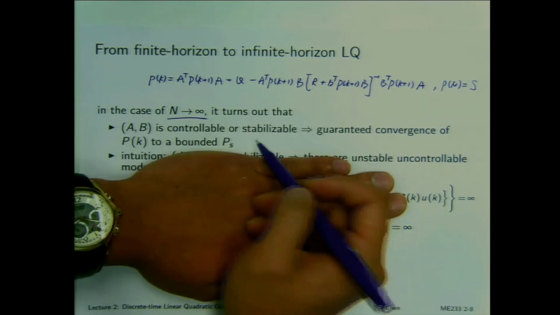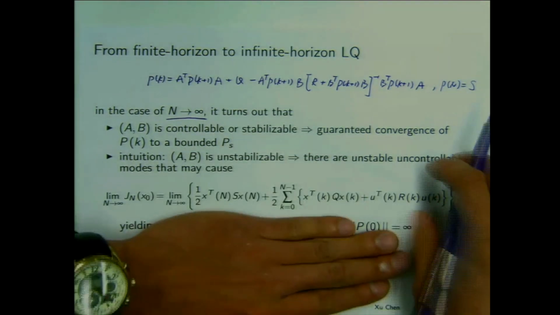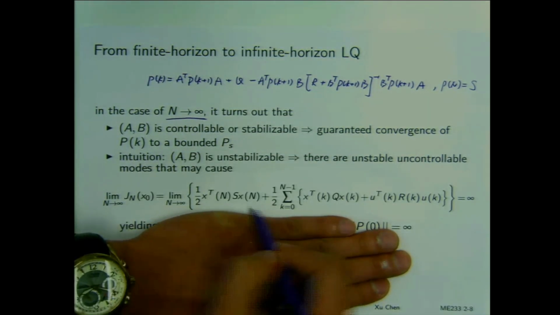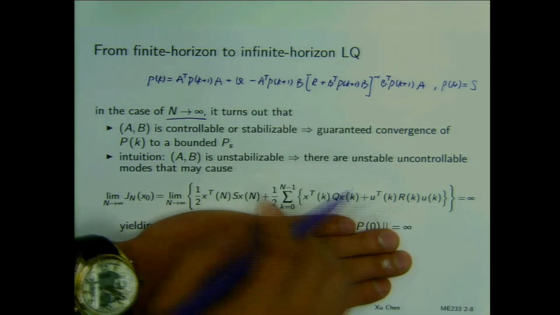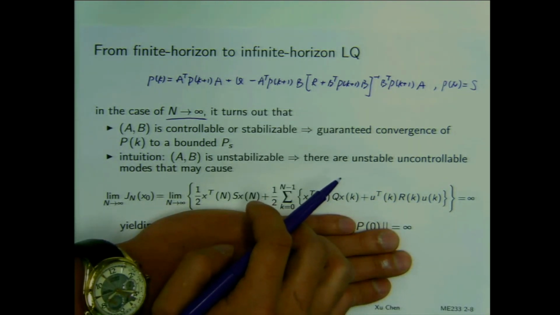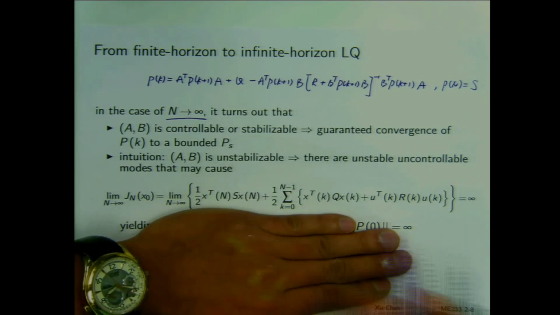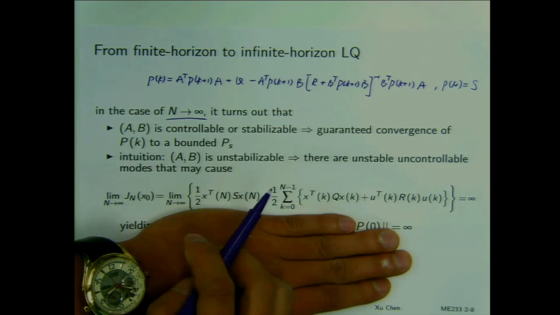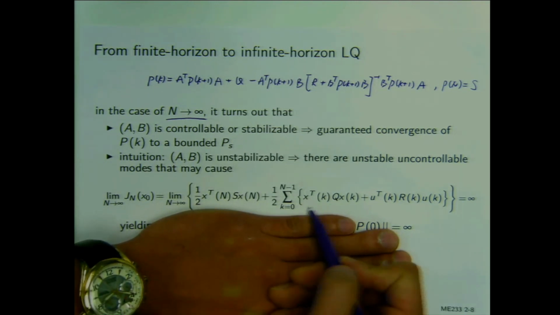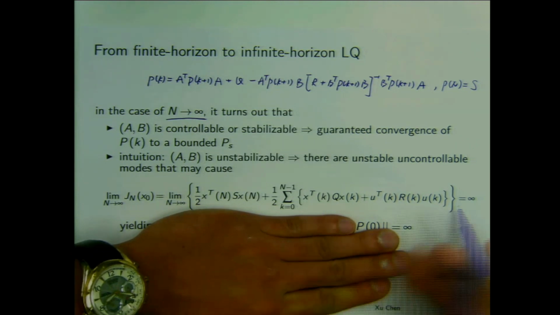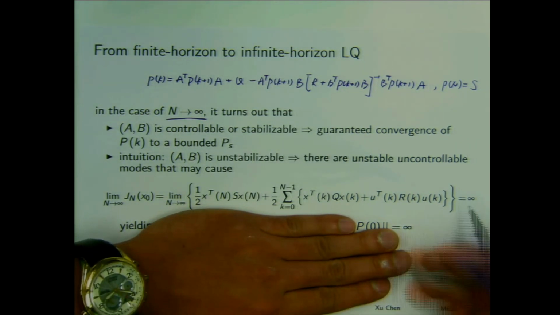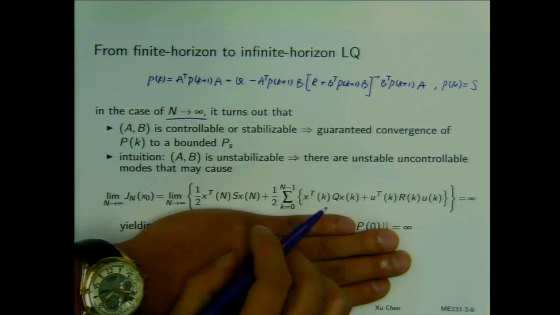This is intuitive. Remember, we are doing this minimization problem, which is a quadratic function of x and u. If the system is not even controllable or stabilizable, think about what will happen. It means some of the states we cannot control, so it's quite possible these states blow up to infinity. That's the intuitive meaning of not controllable or not stabilizable. If some of the states go wild, this cost is going to go to infinity. We can't minimize it, since we don't have the control effort to place on these states.